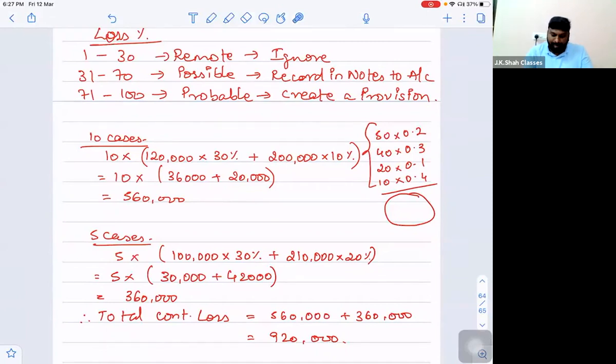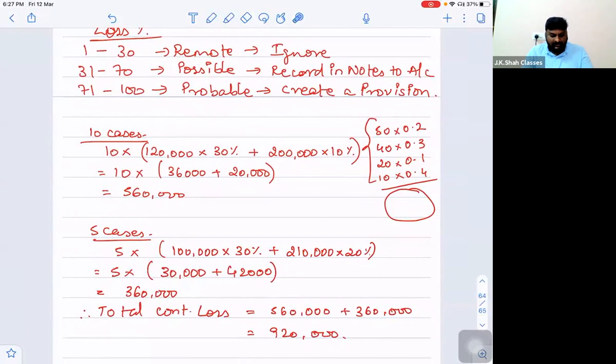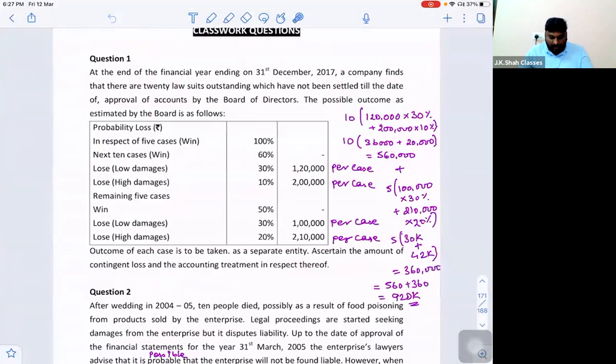Yes, Pooja. Sir, how do we get to know the amounts, whether it is per case or full for 10 cases? Outcome of each case is to be taken as a separate entity. Okay, sir. So this is the outcome of each case. That is what we are considering. When such a thing is given, we should take it as per case and do it. Definitely. Okay, sir. Thank you.